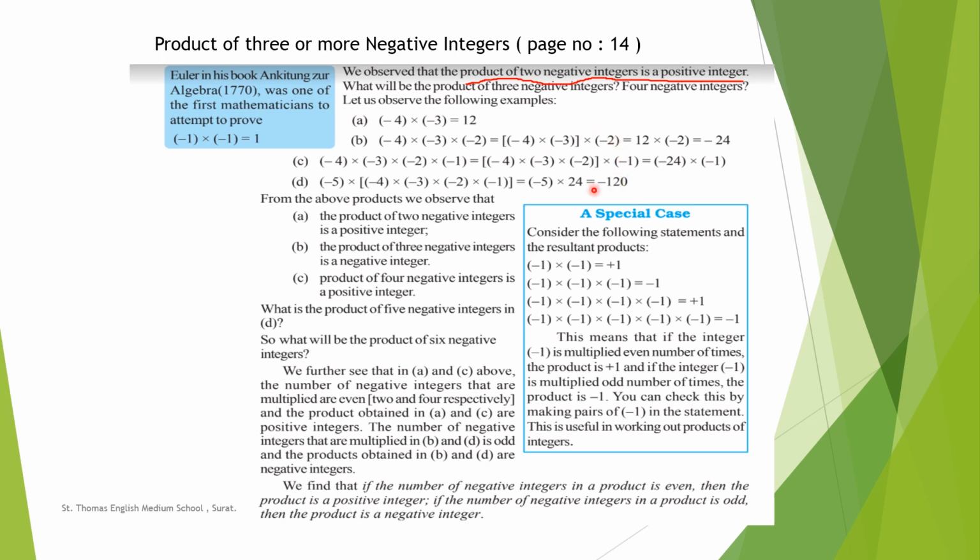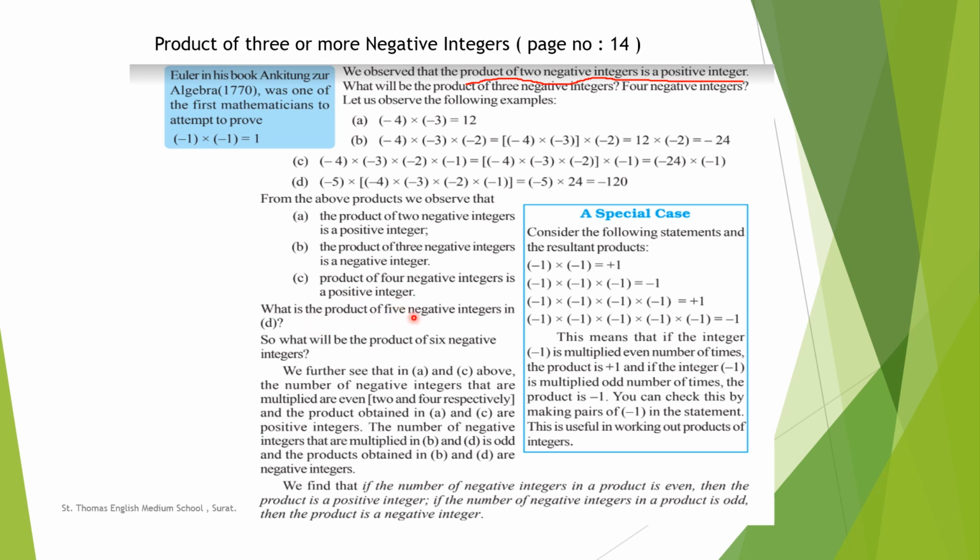So what do you observe from here? From the above products, we observe that the product of two negative integers is a positive integer. The product of three negative integers is a negative integer. And the product of four negative integers is a positive integer.